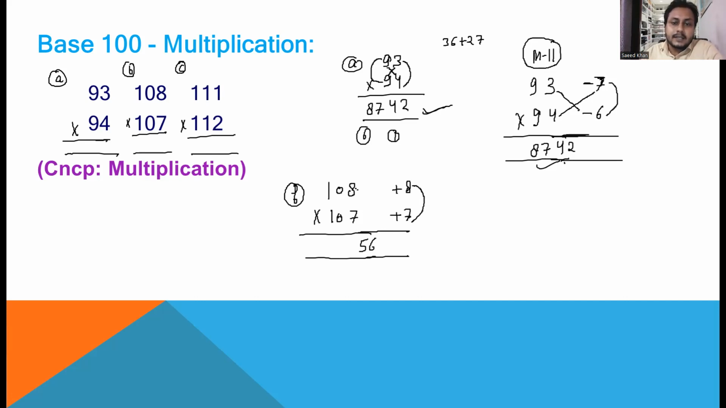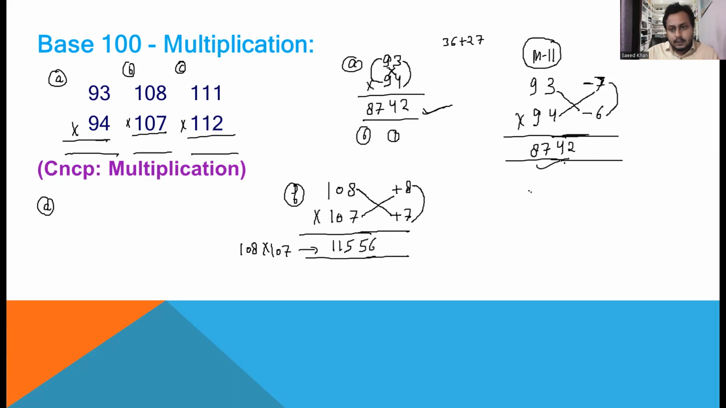To get the remaining digits, either add these two or these two. You will get the same number. 108 plus 7 is 115, and 107 plus 8 is also 115. कुछ भी ले लो. 11556. The product of 108 into 107 is what? 11556. Got it, guys? So easy.